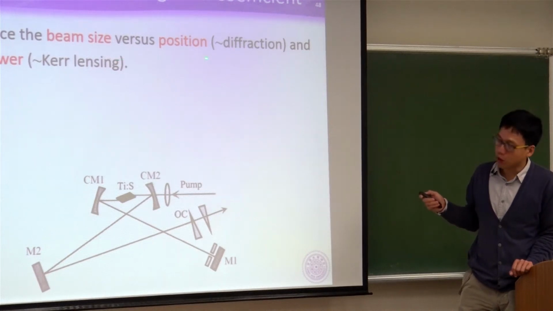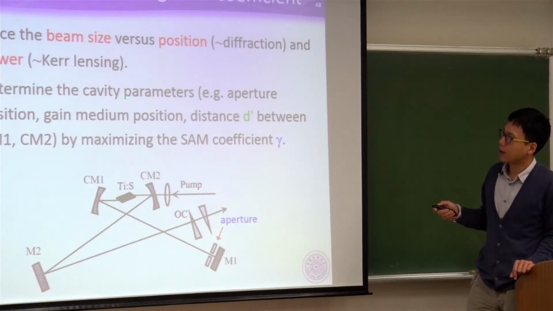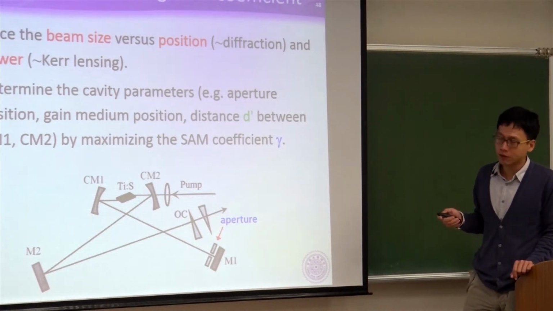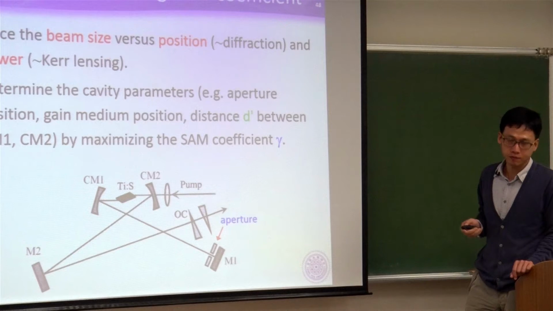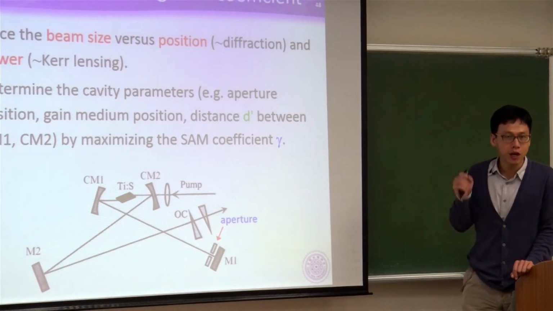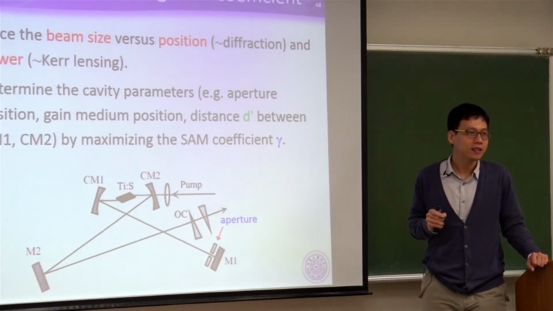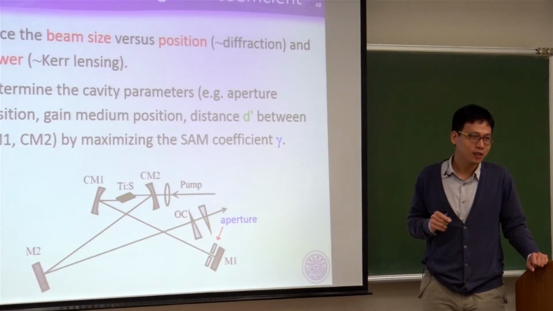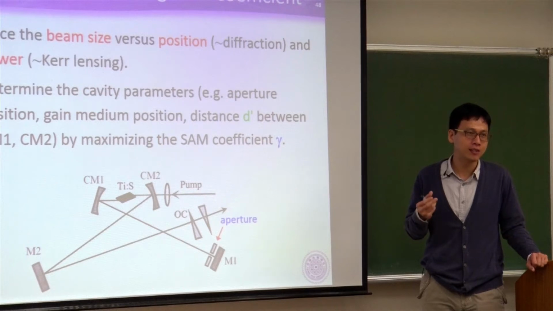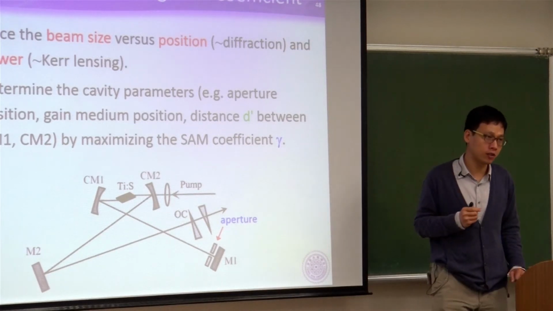If you can do both, then you can determine the cavity parameters. A lot of cavity parameters have to be determined, such as the aperture position, okay? Where to place the aperture. It's a parameter to be optimized. Because if you place it at the wrong position, you cannot have even a positive SAM coefficient. That will fail your mode-locking, okay? So position determination is important.